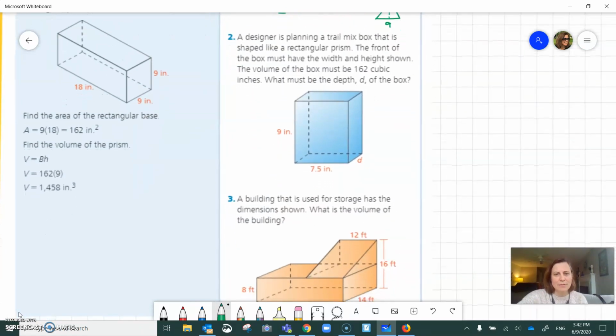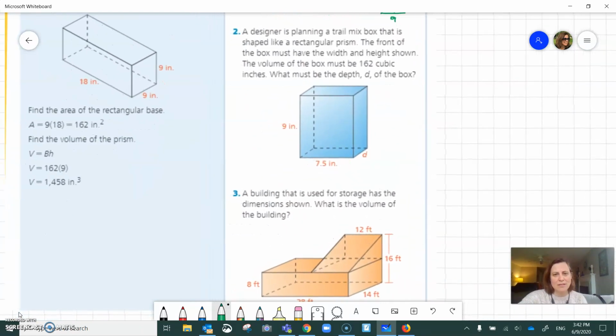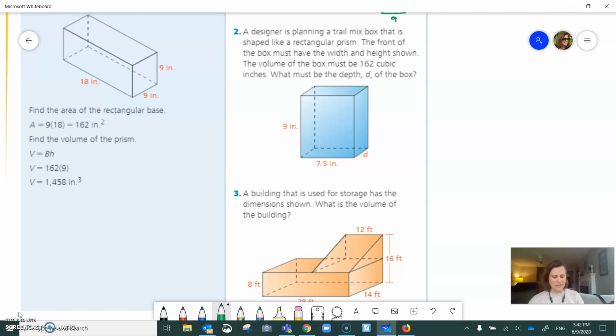The designer is planning a trail mix box that is shaped like a rectangular prism. The front of the box must have the width and height shown. The volume of the box must be 162 cubic inches. What is the depth of the box? Okay, so I'm going to write this down in a lot of different ways. So the formula for the volume is always the area of the base times the height.